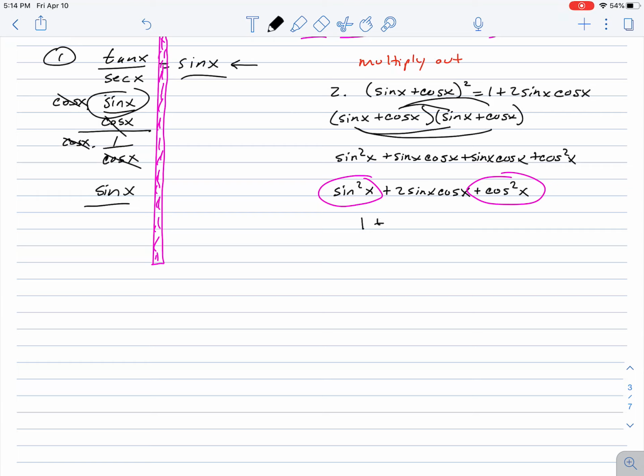Okay, and I'm still left with this middle term. And oh my gosh, there we are. I've just matched the right-hand side, and I'm done. Okay, so that's an example of multiplying out, and I guess a little bit of Pythagorean theorem too. All right, next problem.